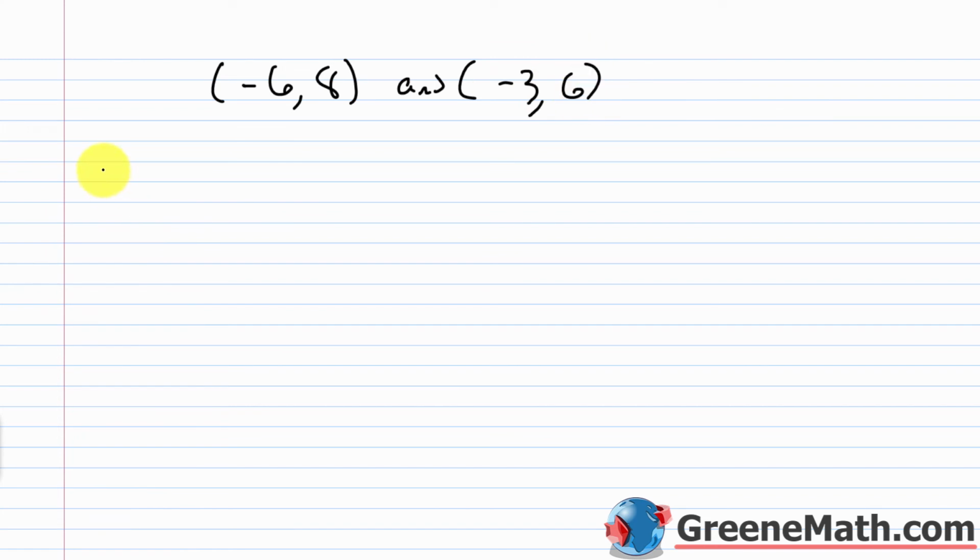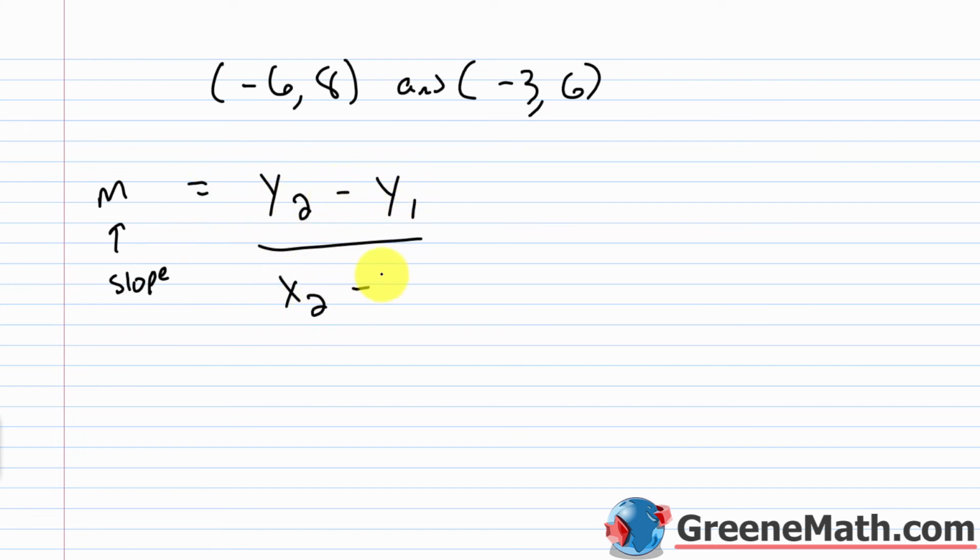So remember your slope formula, m is the slope. This is equal to y sub 2 minus y sub 1 over x sub 2 minus x sub 1, again, where x sub 2 does not equal x sub 1. And I'm just going to go ahead and label this first point as x sub 1, y sub 1, and the second one as x sub 2, y sub 2. And again, if you wanted to change that around, you get the same answer.